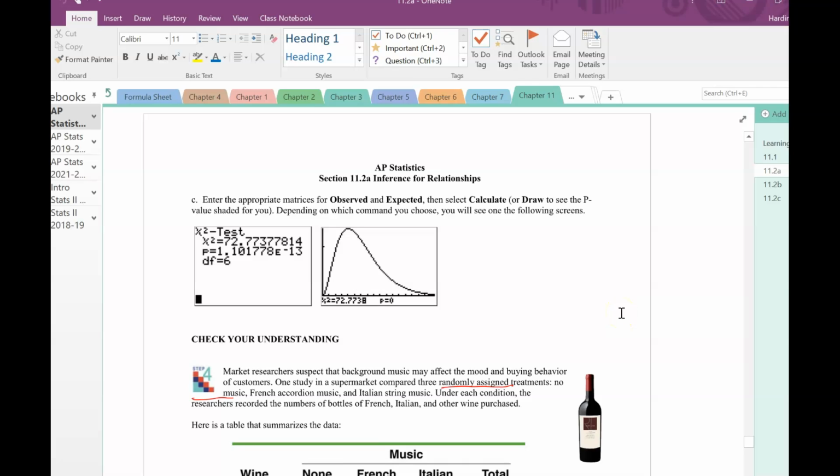Now, at the bottom of this page, there's a practice problem to check your understanding. Go ahead and pause the video. I want you to try that out. You can use your calculator commands.